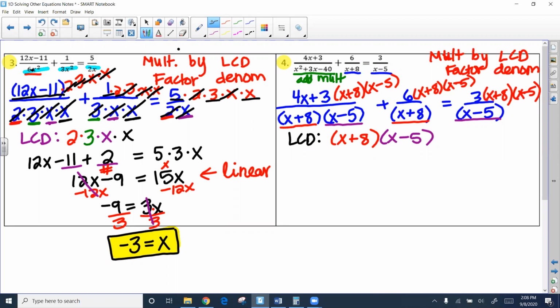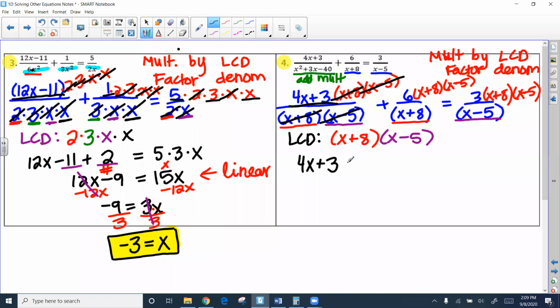So I multiply everything by the LCD. The reason I do that is to get rid of the fractions. All the denominators will divide out. Even though it takes a few seconds longer to write it all out, it really helps to make sure that we get the correct answer, because it makes sure that we factor everything out so that it divides out and we know what's left. So on this first fraction, both factors divide out. The x plus 8 and the x minus 5 divide out, and we're just left with the 4x plus 3.